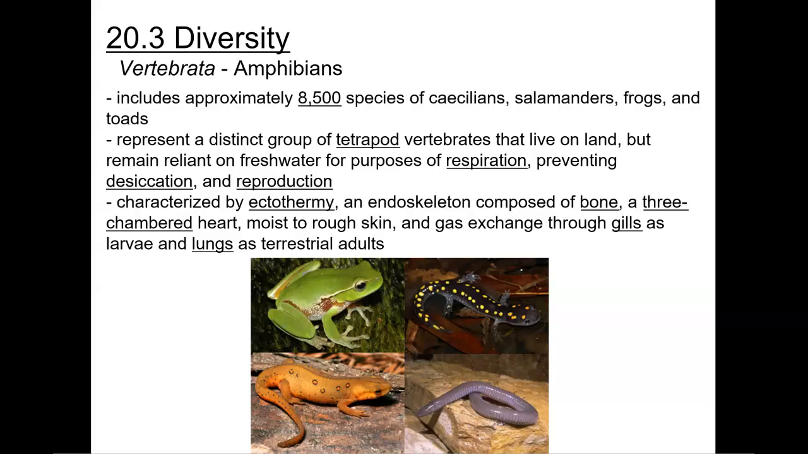It's going to be characterized by ectothermy, an endoskeleton that's going to be composed of bone, a three-chambered heart, moist to rough skin, and gas exchange through gills as larvae and lungs as terrestrial adults.